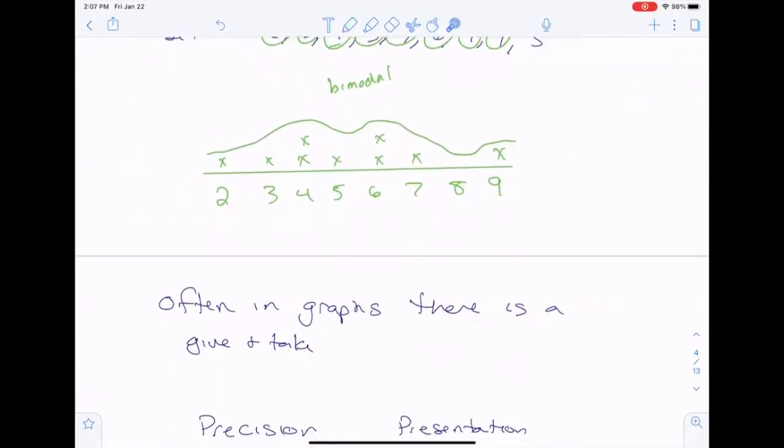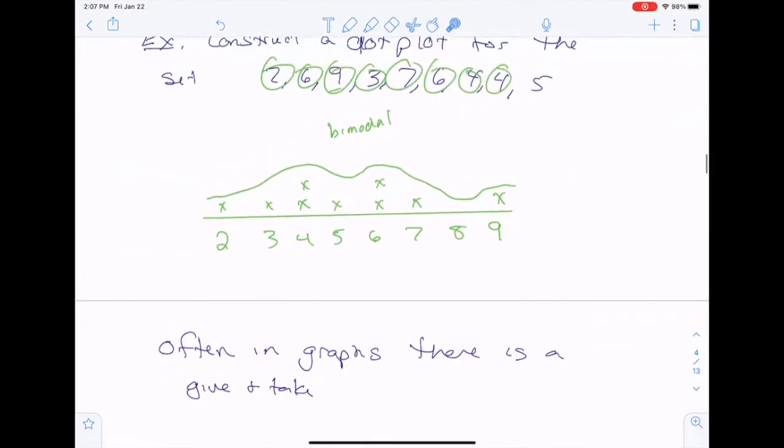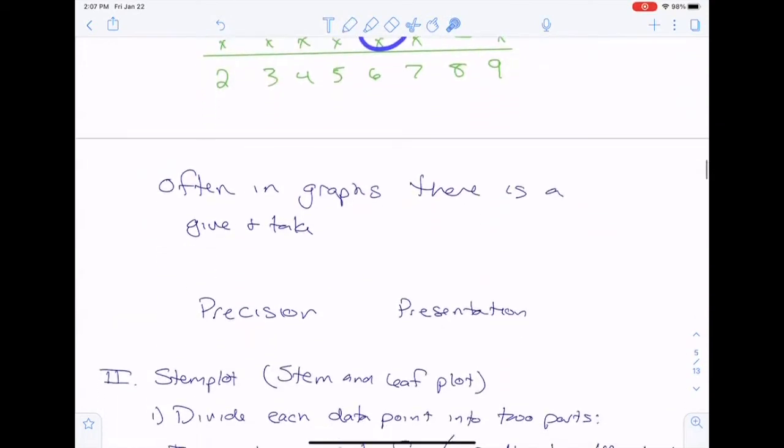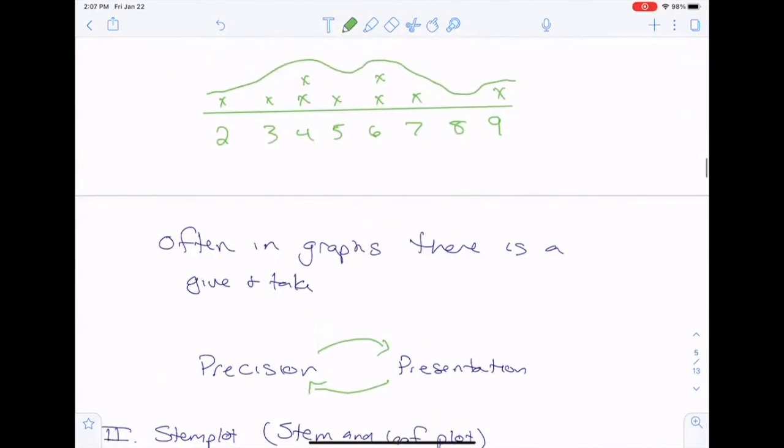But often in graphs, there is a give and take, there's a trade-off. So if we look at this, it is a way to represent the data, and it still shrinks it down a little bit, every repetition. So when we repeat 6s, we just go to some vertical spot. The problem is our give and take is between precision and presentation. This graph is really precise. It tells me exactly how many of each data point I have.